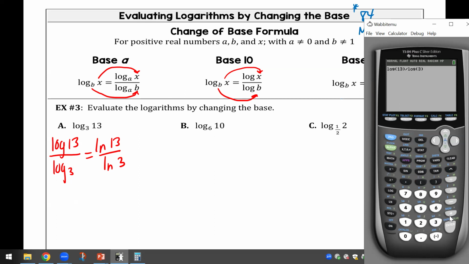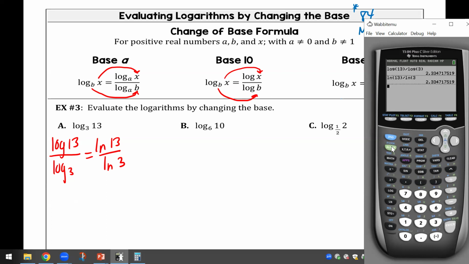You can change the base. It doesn't matter. As long as the base of the numerator and the base of the denominator are the same, your answer is going to be the same, no matter what. That's why natural log of 13 divided by natural log of 3. What do you notice? It's the same.